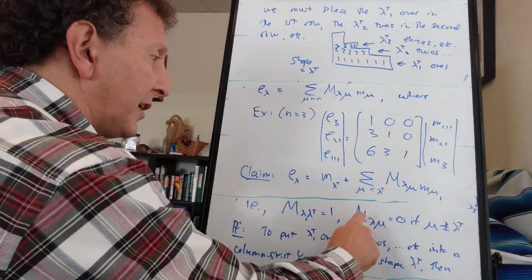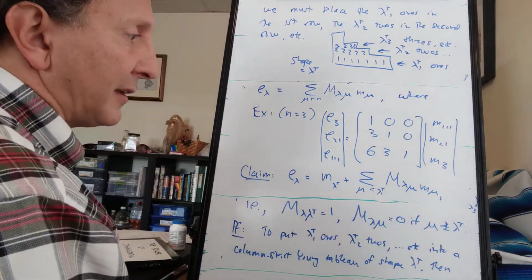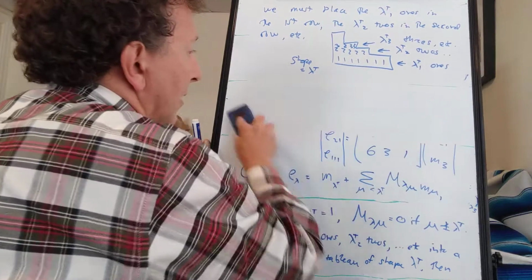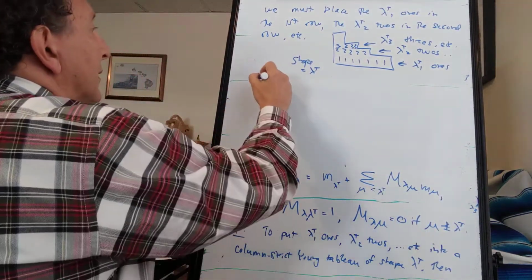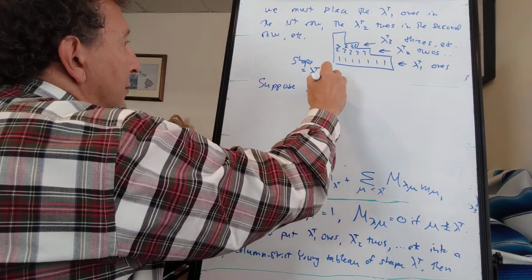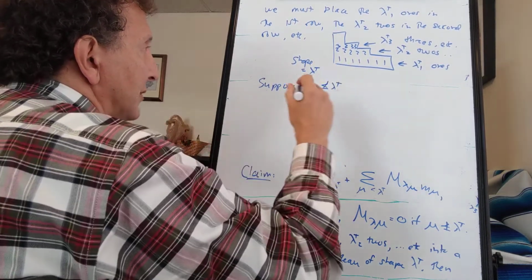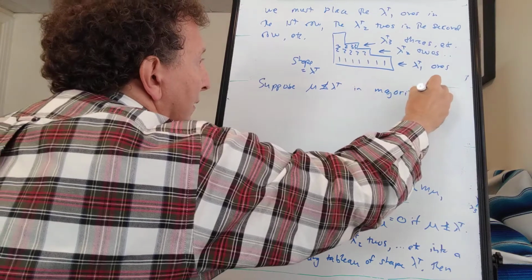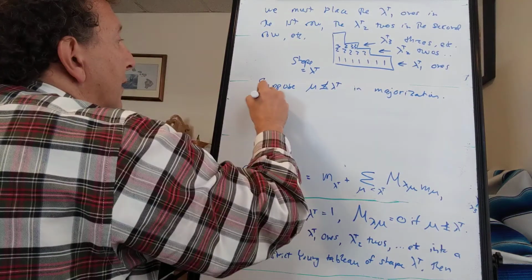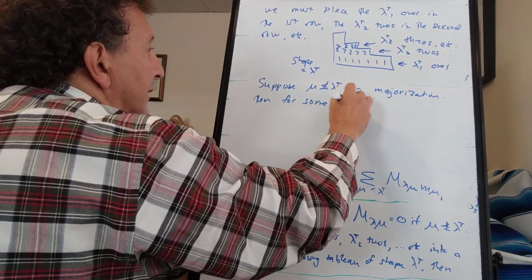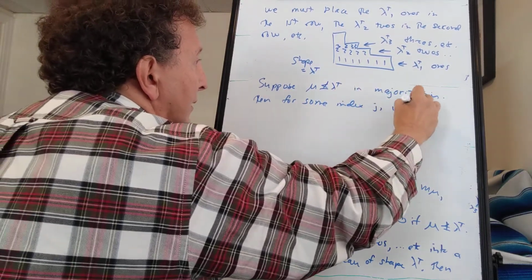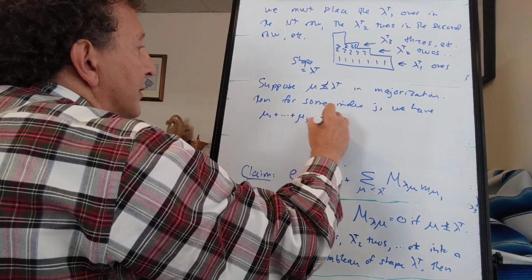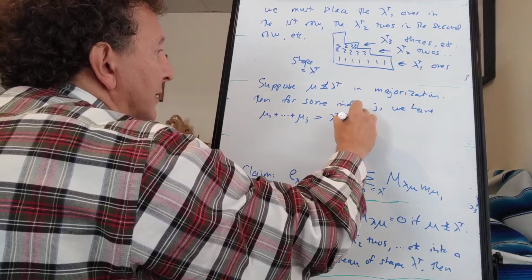And then we're saying M lambda mu equals 0 if mu is not less than or equal to lambda transpose in the majorization order. So now let's suppose mu is not less than or equal to lambda transpose in majorization. Then that means for some index j, we have that the first j components of mu add up to something greater than the first j components of lambda transpose.